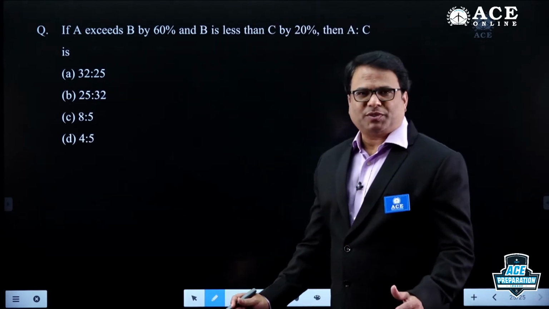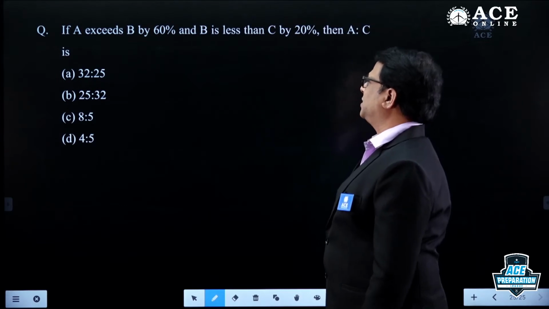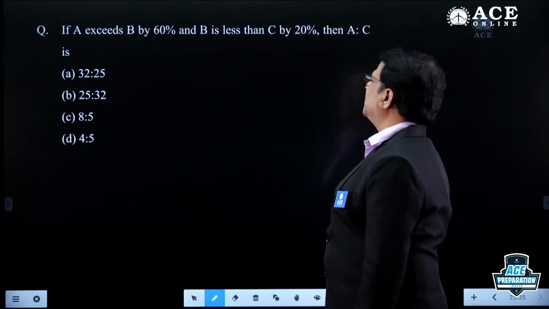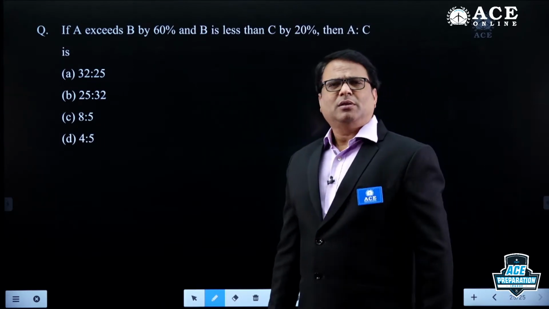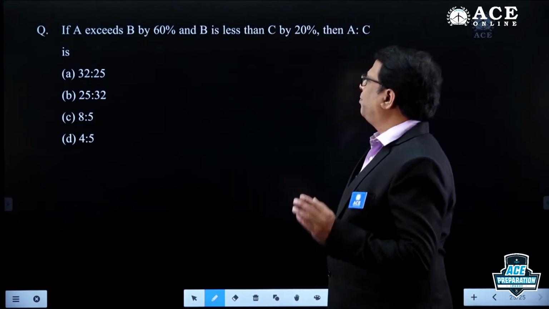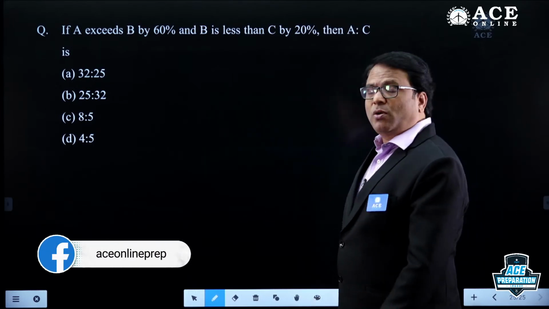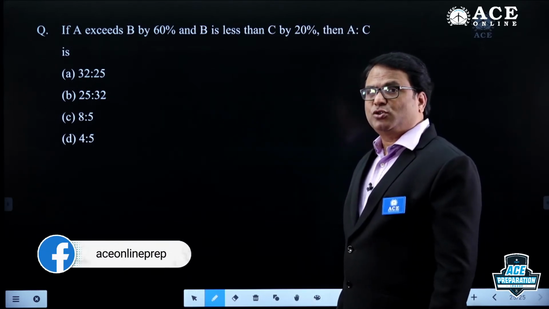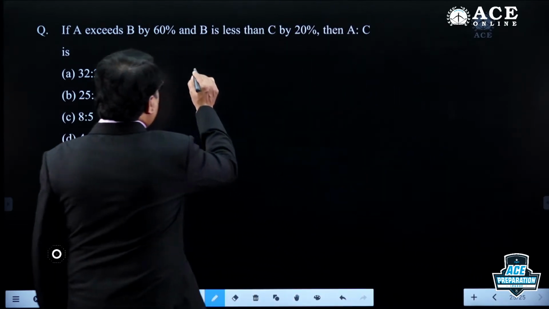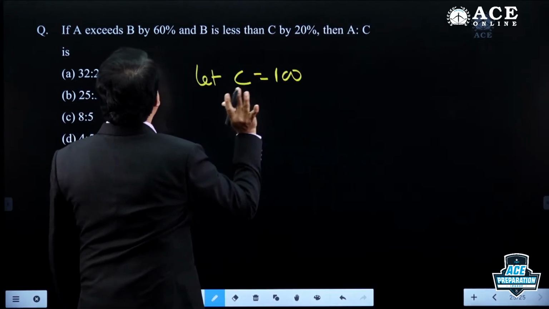Now this is the last question for the day. If A exceeds B by 60%, and B is less than C by 20%, then what is A is to C? Same as the previous question. Okay, A depends on B and B depends on C. So once again we start the problem by assuming the value of C. Let C equal 100 rupees.